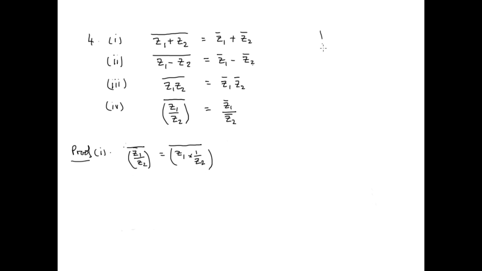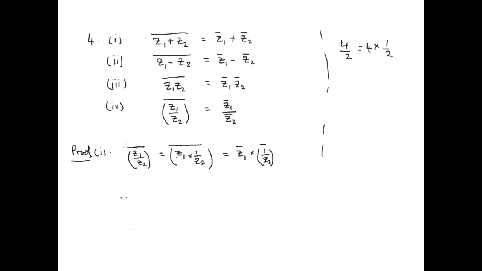This harks back to the fact that if we're dividing 4 by 2, it's the same as 4 times a half, the reciprocal of 2. This is a similar sort of thing. Since these are both complex numbers, we've already proved that the conjugate of a product is the product of the two conjugates. So I know from part 3 that this is the conjugate of z1 times the conjugate of 1 over z2.